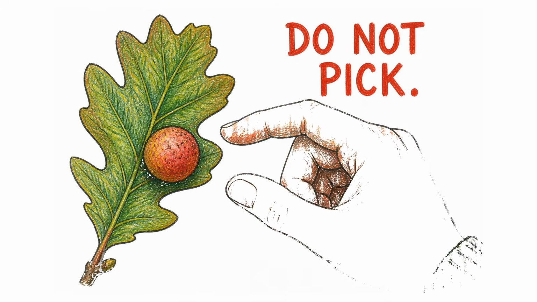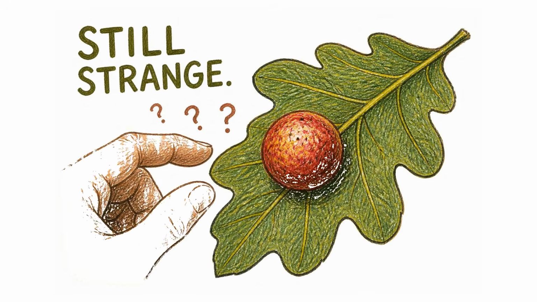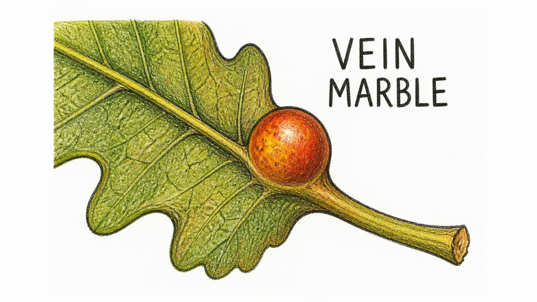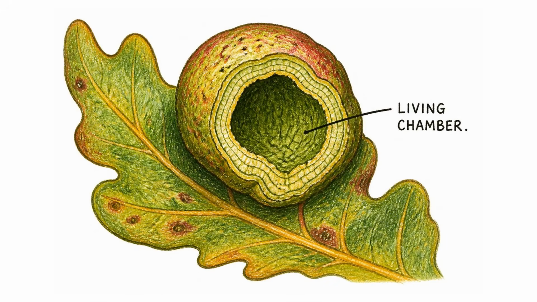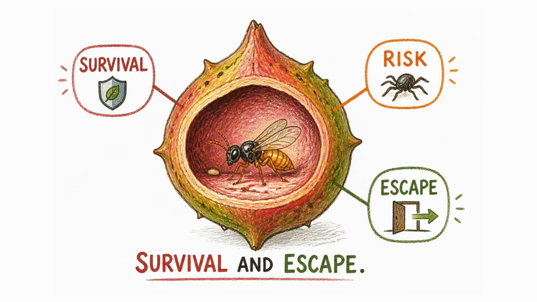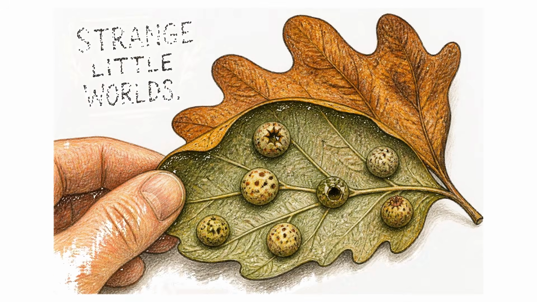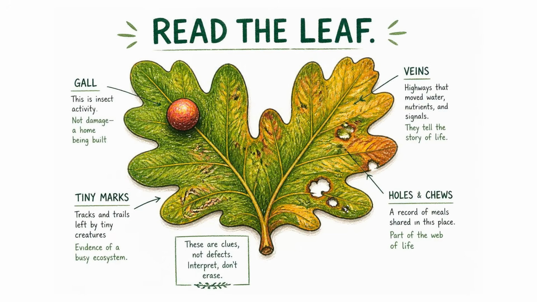The hand moves toward the leaf again, but this time it does not pick the gall off. It pauses. The ball is still strange. It is still unexpected. It still looks almost unreal, like a marble grown from a vein. But now it is not just a blemish. It is a chamber made from the tree itself. It is a trace of chemical persuasion, insect timing, plant growth, survival, risk, and escape. The next time an oak leaf turns over and reveals one of these strange little worlds, the first impulse may still be suspicion. But then comes the second look, and in that pause, the leaf stops being something to fix and becomes something to read.